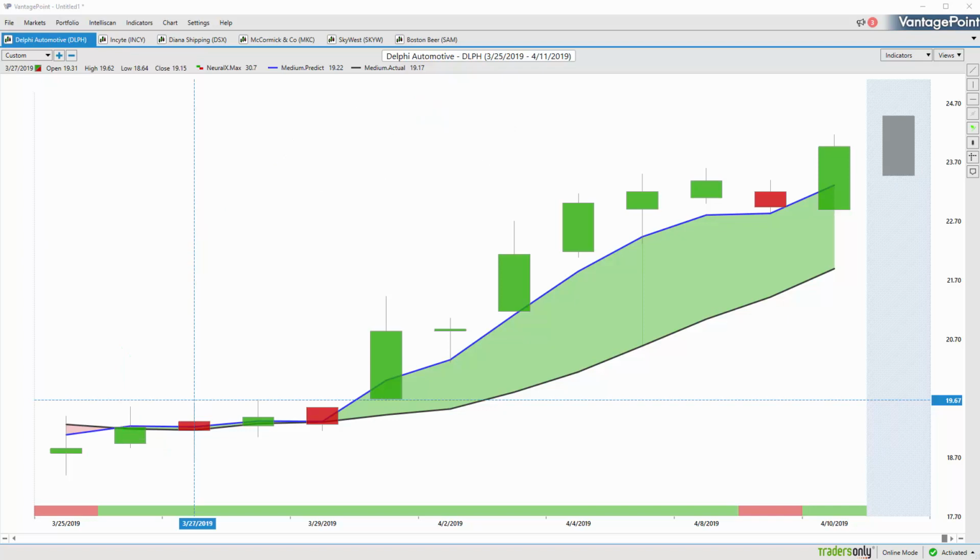So what we're able to do is compare that black line to that blue value, or predicted moving average, and when that blue line crosses above, it's suggesting, look, the trend is up. Average prices are expected to move higher.